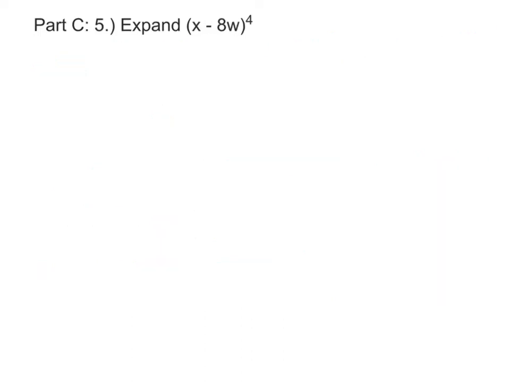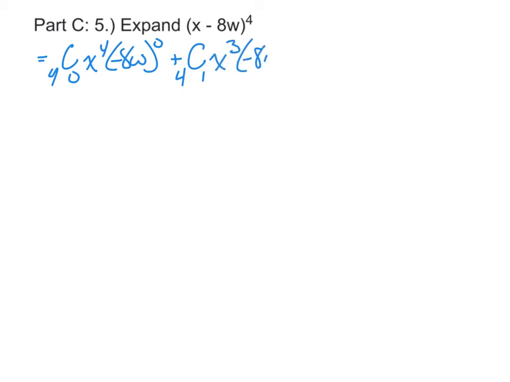Let's do one more to get some extra practice. Showing 3 lines of work. We'll start with, this time, 4 choose 0 because the power is 4. x to the 4th, and this negative 8w will be to the 0 power. The next term is going to look the same, except it'll be 4 choose 1. x is going to go down by 1, and the negative 8w would go up by 1.